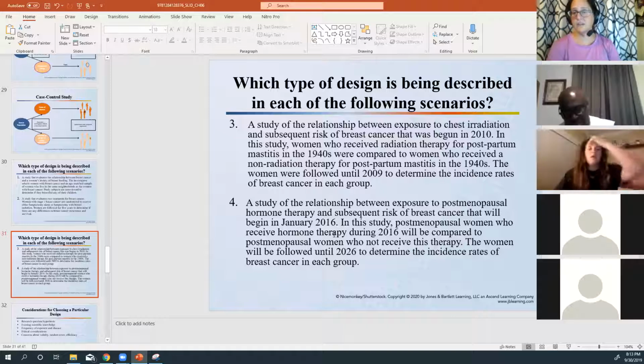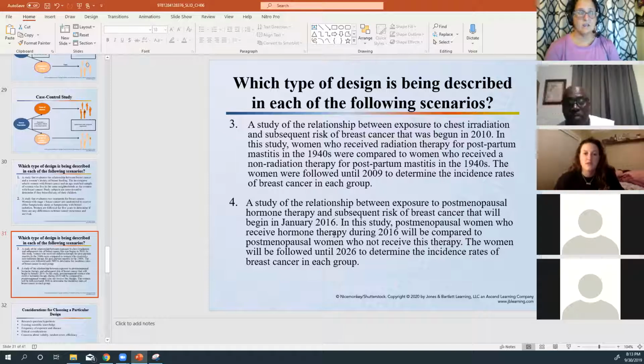Does that one also look like a cohort? Is that also a cohort? It is also cohort, and it is prospective. And how do we know that? So what's the exposure?